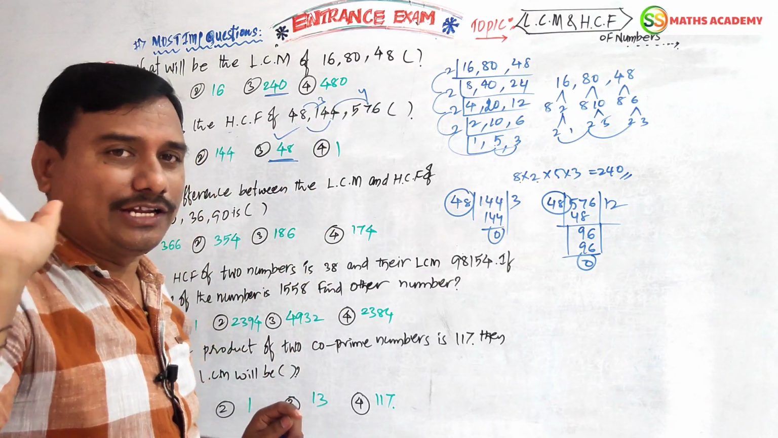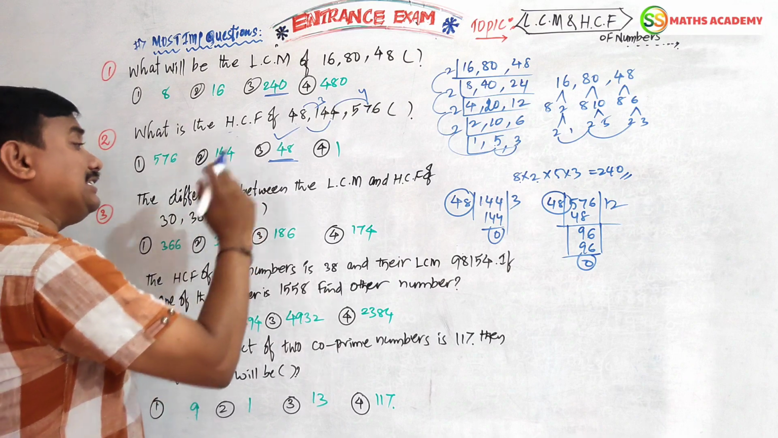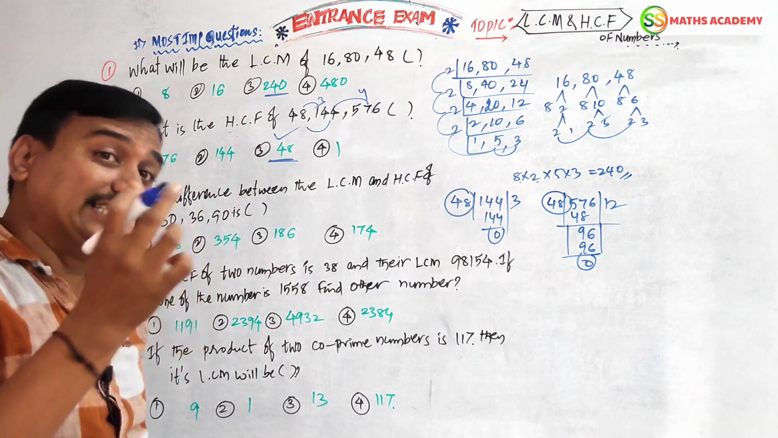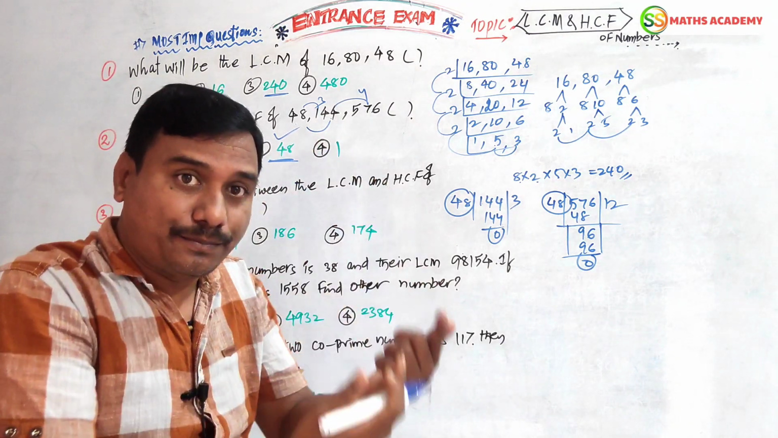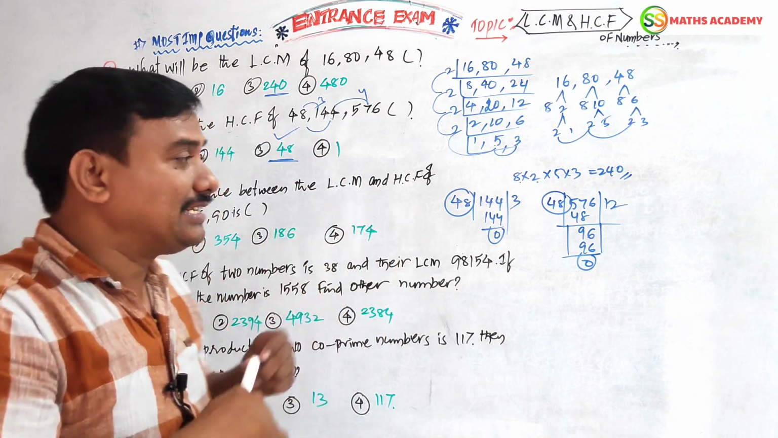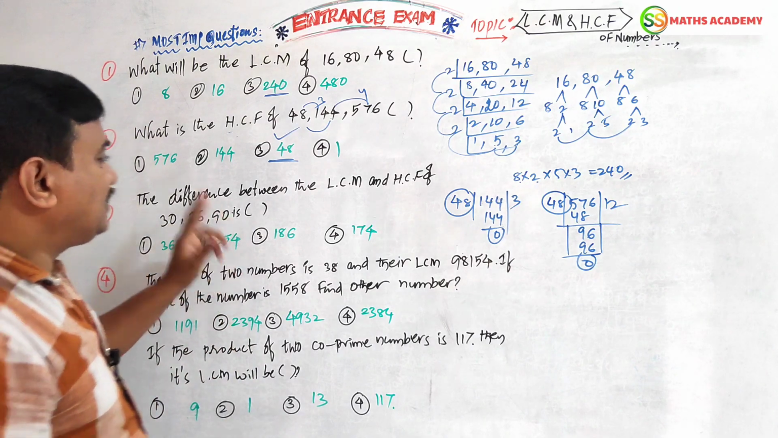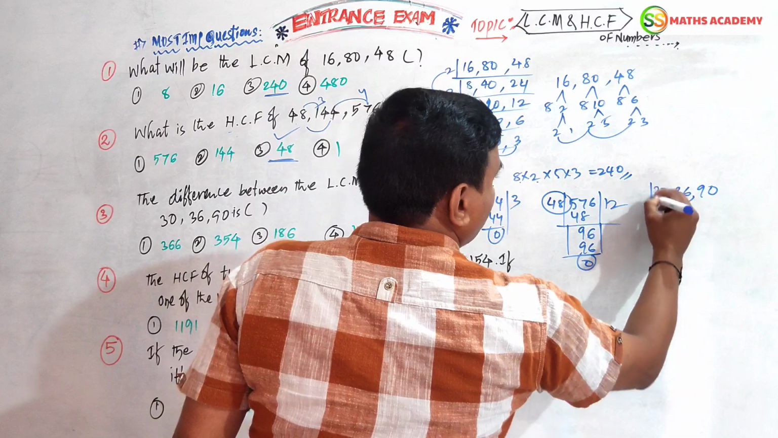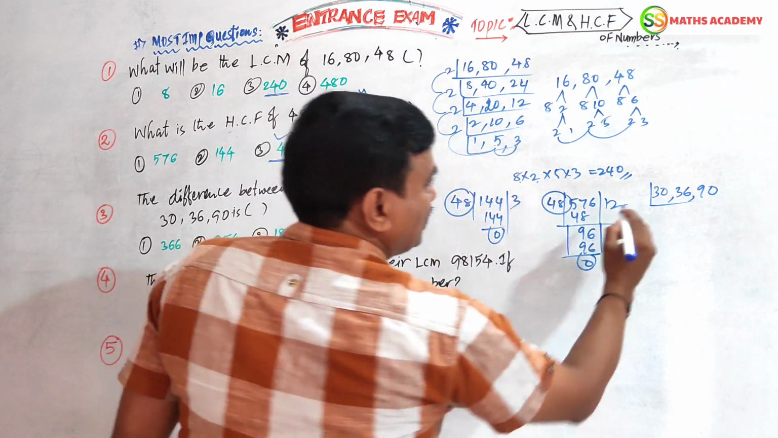Answer. That's it. Okay. Next, the difference between the LCM of numbers and the HCF of numbers. Do LCM and HCF separately, then subtract to get the difference. Yes, LCM of 30, 36, 90. Use the long division method. You can choose any two methods, your choice.